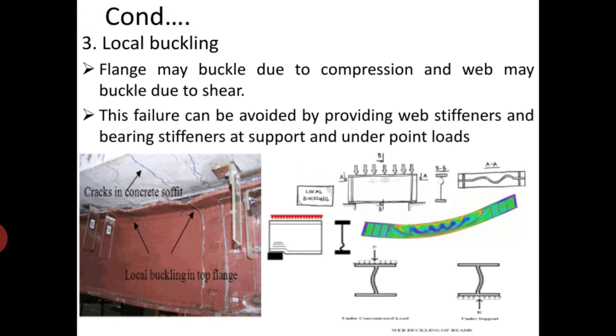This kind of failure can be prevented. Whatever the failure by local buckling, whether flanges buckle or web buckles, it can be prevented just by providing web stiffeners and bearing stiffeners at the support. Buckling can be prevented by providing web stiffeners, and crippling can be prevented by providing bearing stiffeners at the support, under the point loads or at the support reactions. So if we provide stiffeners for the web as well as for the flange, this local buckling can be prevented.